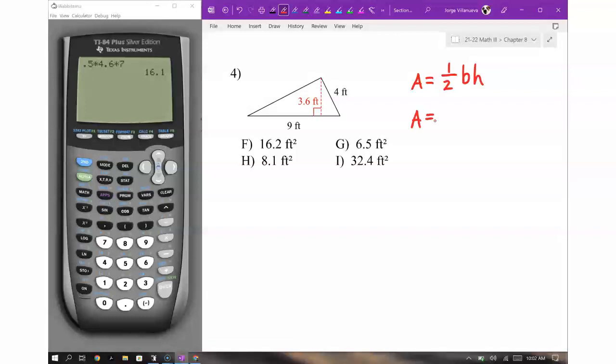Let me rotate this. Let me draw it again, okay? So you were saying, I think I heard someone say 9. Yeah? So if we use 1/2, and if I use base equal to 9, so that means my height is what? 3.6. Right? Remember, sometimes they draw it for you. So that would be 9 times 3.6. So half times 9 times 3.6, 16.2.